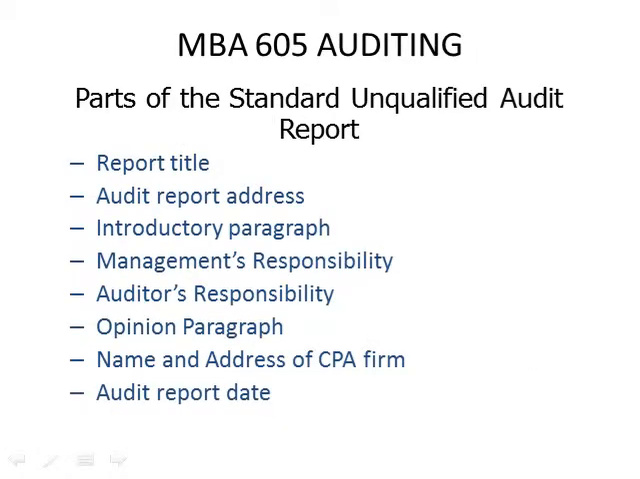So, parts of the standard unqualified audit report. This is the report that we would issue when we perform our audit, we collect the evidence, we evaluate the evidence according to the criteria that we specify, and we determine that the financial statements are indeed fairly presented in accordance with generally accepted accounting principles. Once we've gotten to that point, then we can issue this standard unqualified audit report. It includes a report title, the audit report address, the introductory paragraph, management's responsibility, the auditor's responsibility, an opinion paragraph, the name and address of the CPA firm, and the audit report date.